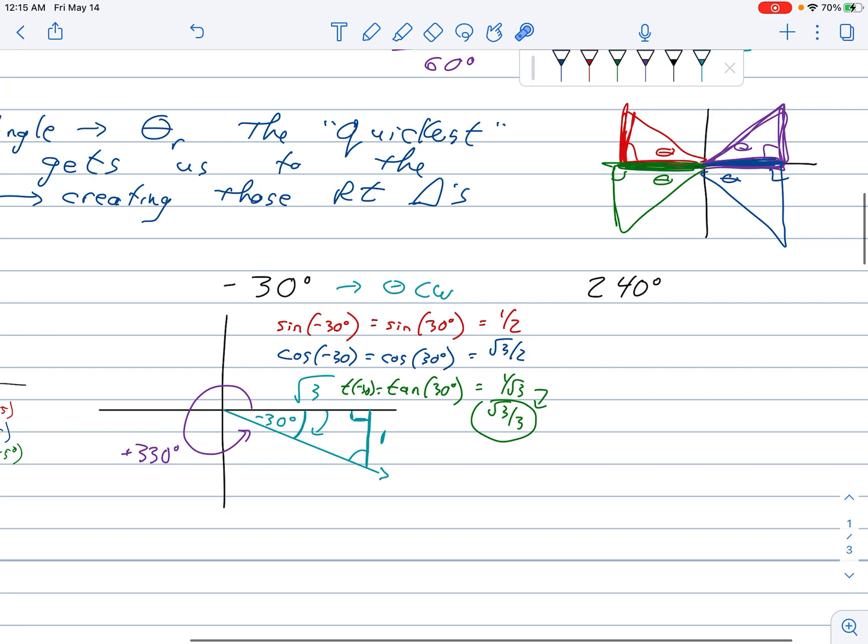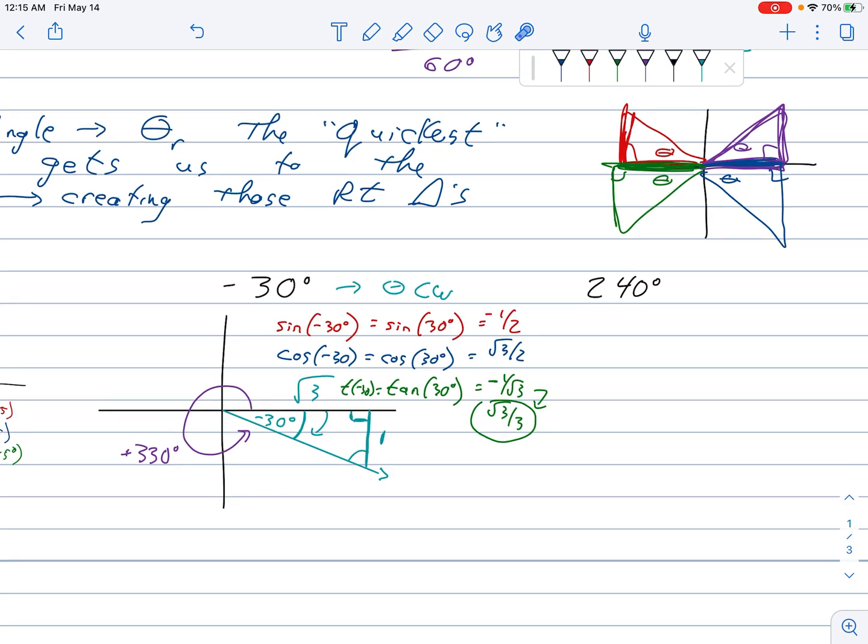Well, from our acronym, all students take calculus. What quadrant am I in here? 4. All students take calculus. What's the only thing that's positive in quadrant 4? C, cosine. Everything else will be negative.